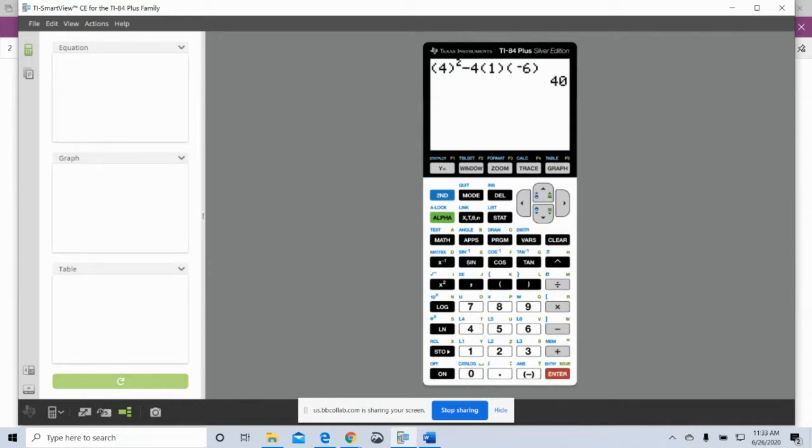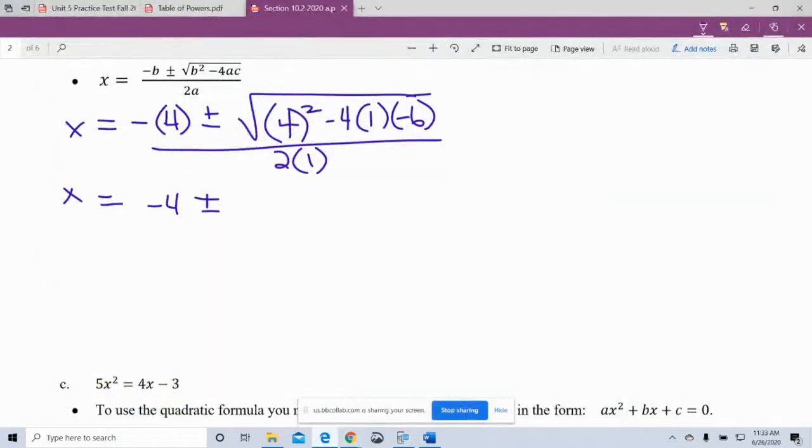So you would get that if you followed order of operations, but it's much faster, and it checks, and it's a good way of checking yourself. Just make sure that you get the right radicand. So my radicand here is 40, and then this is all divided by 2 times 1, which is 2.